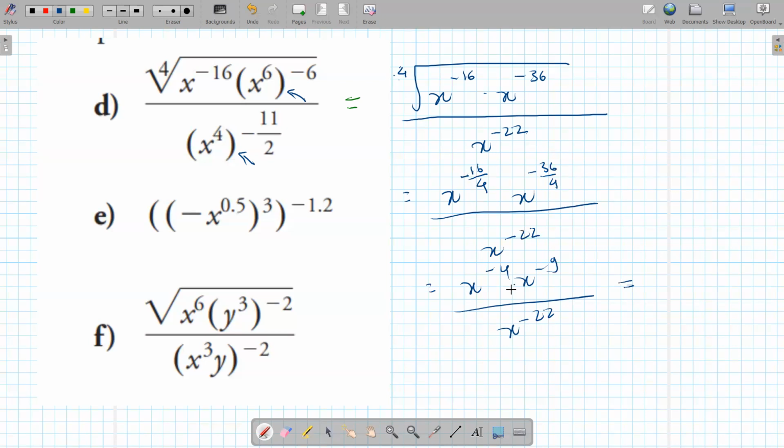These two on the top use the first rule. You can add them up, becomes -13. On the bottom, we have -22. Do we bring the 22 up or the 13 down? The 22 up. So how many x's? Final answer. 9. Yeah, and you're done. Okay. Cool.